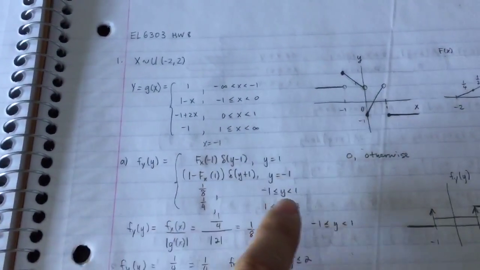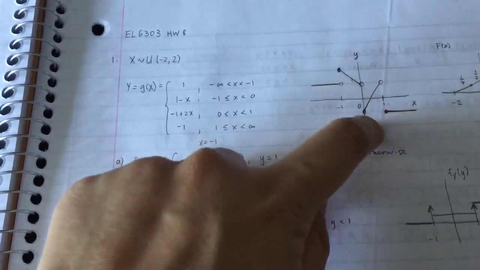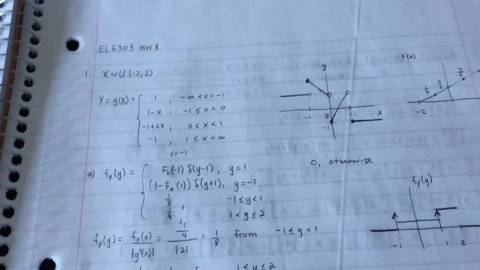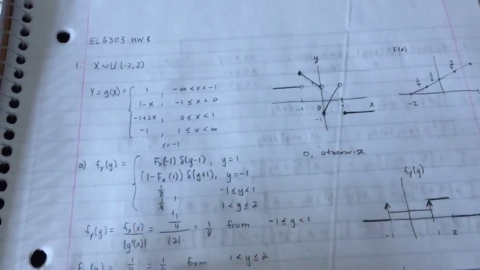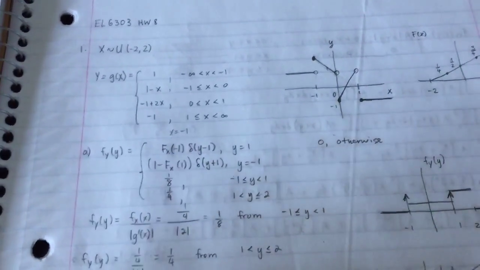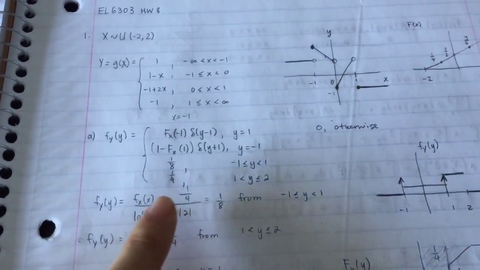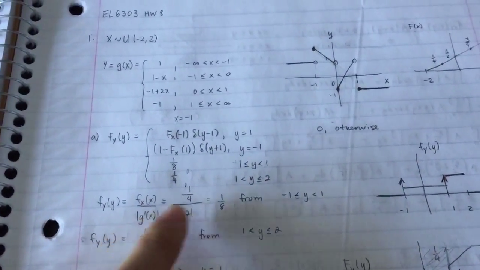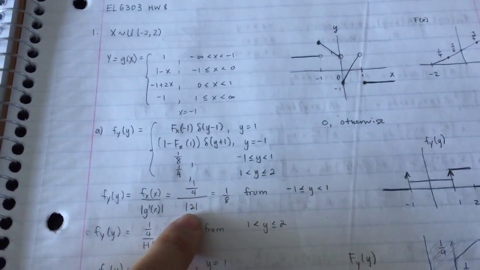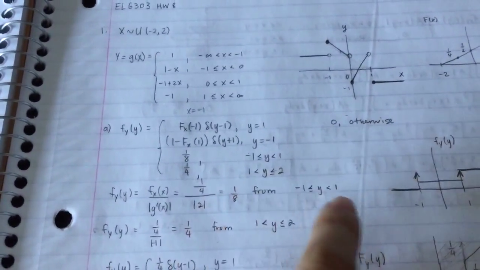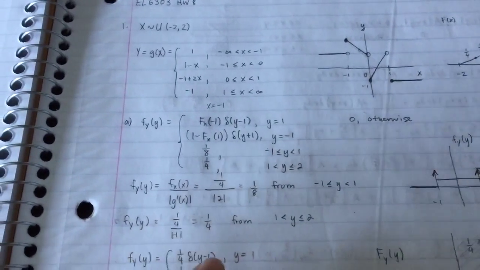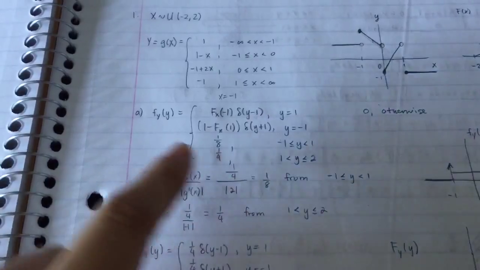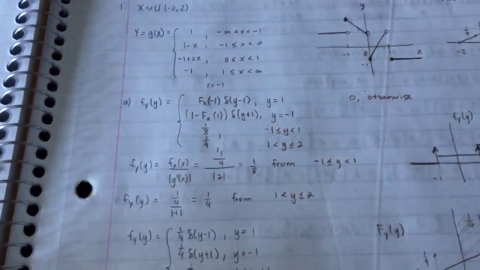And from the intervals here, we have to use the fundamental theorem to find what small f of y is. So we use f of x, which is 1/4, over g of x derivative, which is 2. So you find that it's 1/8 from -1 to 1, and it's 1/4 from 1 to 2. So this is what it is.